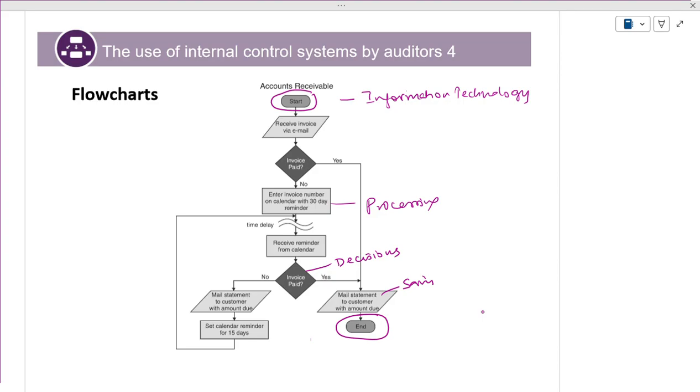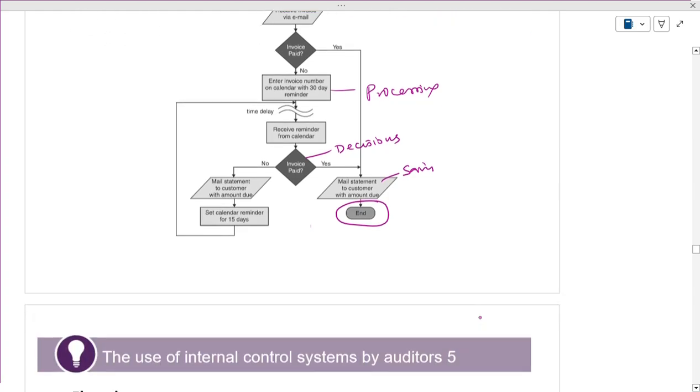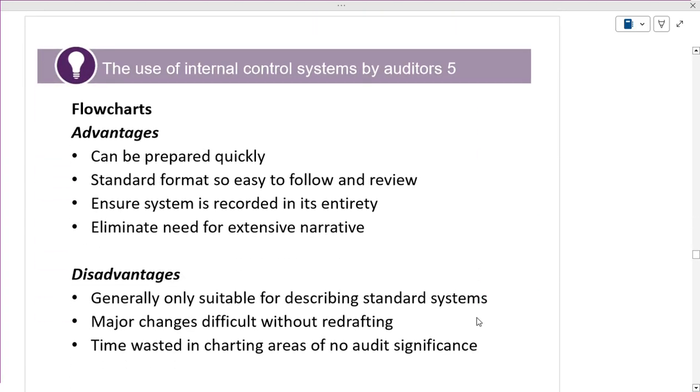Some people say that this is more understandable. So for some people, narrative notes are easy to understand. For some people, flowcharts are easy to understand. Again, in the flowcharts, you have advantages and disadvantages. They will ask any two methods, and any two advantages or disadvantages. Keep it in mind. You have to mention two methods, advantages and disadvantages, 1, 2 and 1, 2.